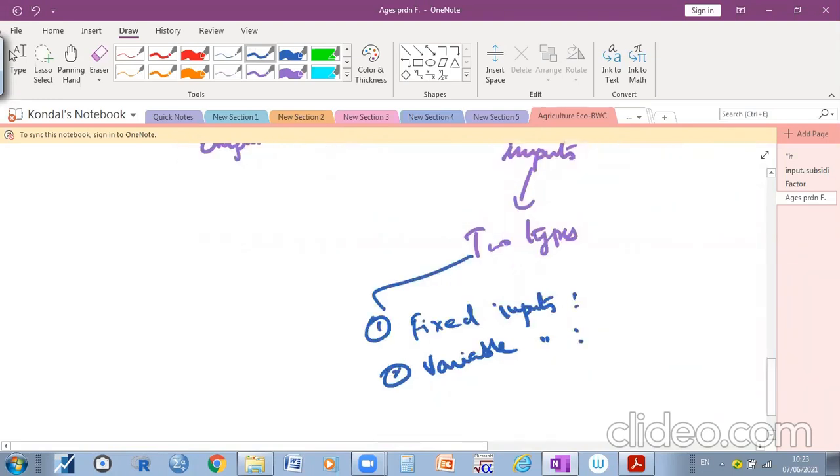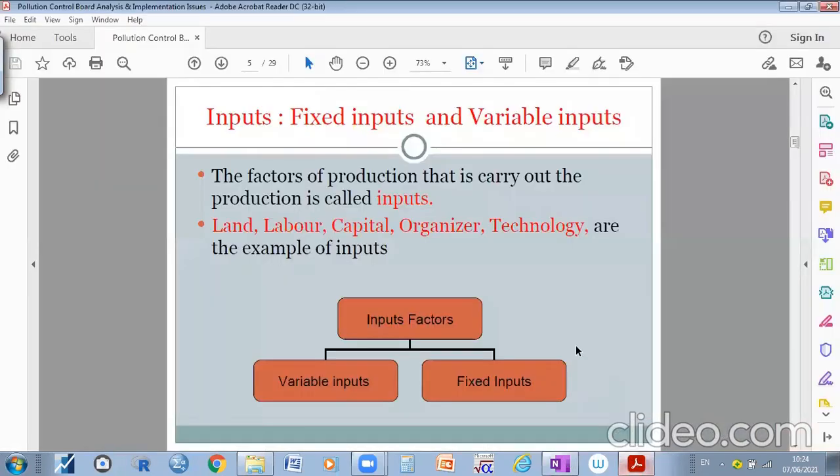As you know, when you are producing goods and services, you need to fix some inputs. And variable input is nothing but something that can vary from time to time. The factors of production that carry out the production are called inputs. So land and labor are examples of inputs. Here, the variable input and fixed inputs.